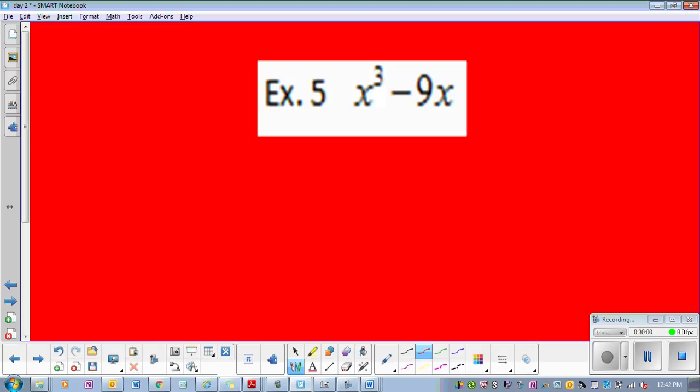Okay, so let's look at example 5. I see the subtract, so I go, okay, maybe this is DOS, but I can't because x cubed is not a perfect square, right? What's the first step in factoring? GCF. What is your GCF here? X.